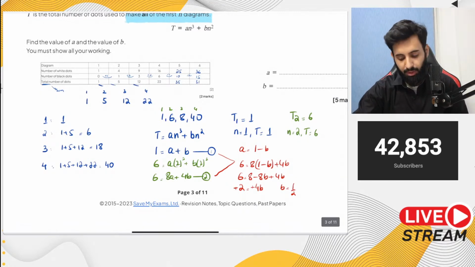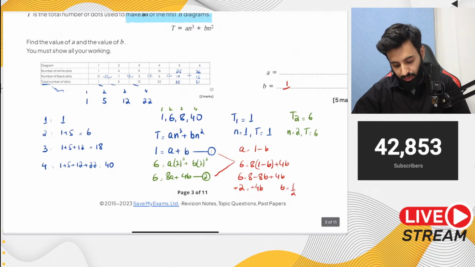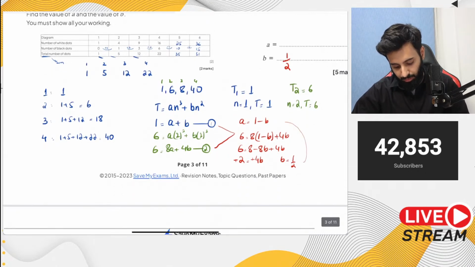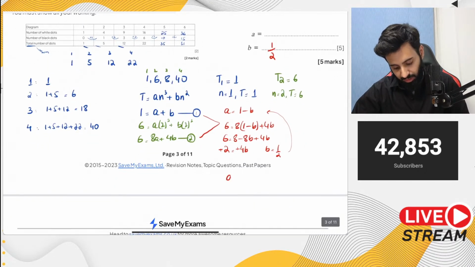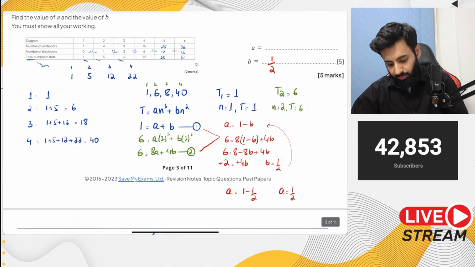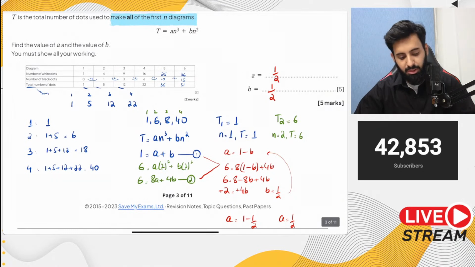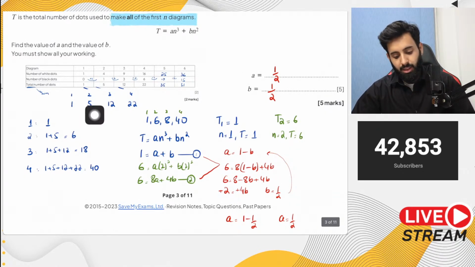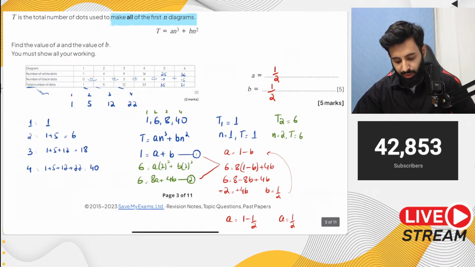Now that you have the value of b, you can find out the value of a by plugging it in over here. I'm running out of space here. a is equal to 1 minus half, which means a is equal to half as well. So there you go. Now the space was enough. It's just that I pasted a picture of this over here, so that's why I ran out of space.